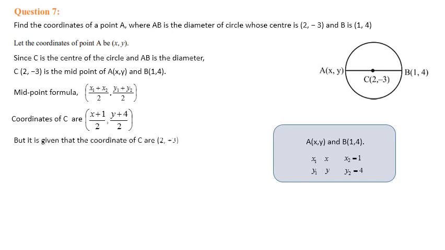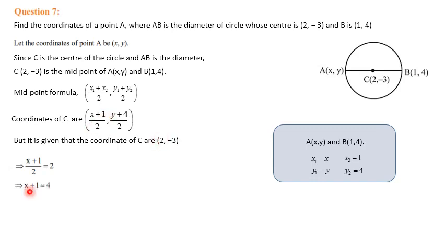But it is given to you the coordinates of C, that is (2, -3). These coordinates we have calculated by using A and B. This coordinate is given, so both are the same. This also is the C coordinate, this also is the C coordinate. So since both are the same, we can equate the x coordinates, and we can equate the y coordinates. When you equate the x coordinate, we will get (x + 1)/2 is equal to 2.